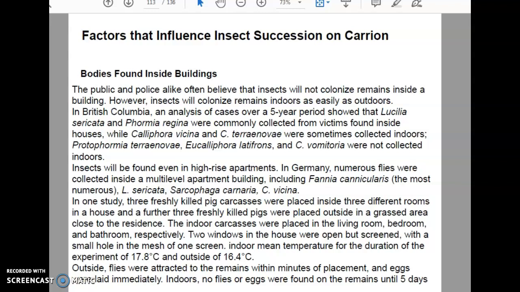In one study, 3 freshly killed pig carcasses were placed inside 3 different rooms in a house, and a further 3 freshly killed pigs were placed outside in a grassed area. The indoor carcasses were placed in the living room, bedroom, and bathroom, respectively. 2 windows in the house were open but screened, with a small hole in the mesh in one screen. Indoor mean temperature for the duration of the experiment was around 17.8 degrees Celsius, and outside was about 16.4 degrees Celsius.